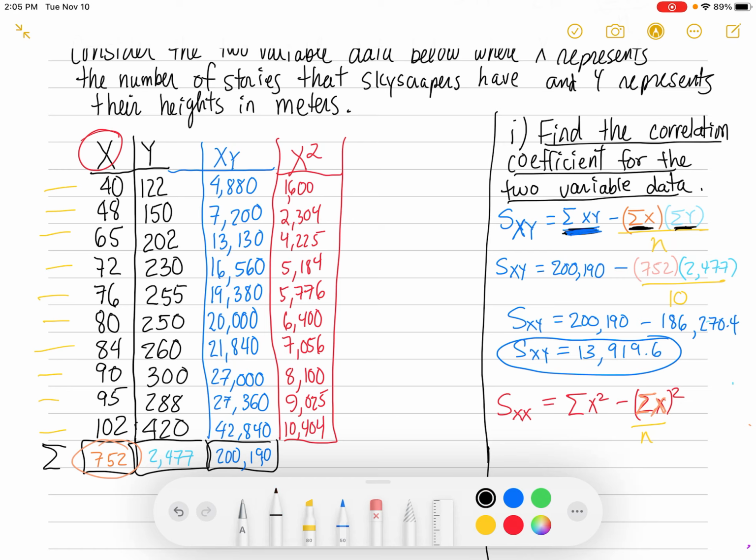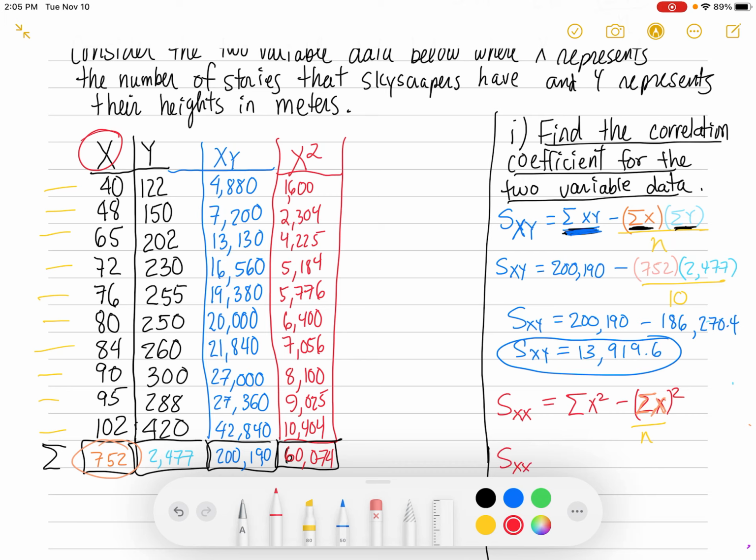Okay, so what I have to do here is add up all these x squareds. This here is telling me to do that in my formula. If I punch those into the calculator, I've actually already done that. I get 60,074. So I did that in advance already, so I don't have to spend so much time typing it.